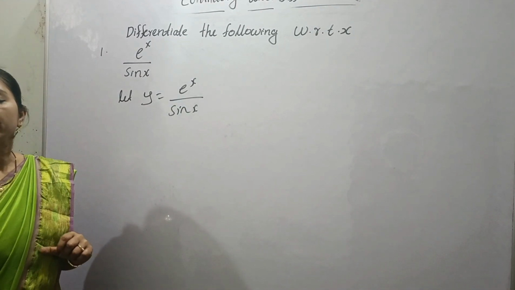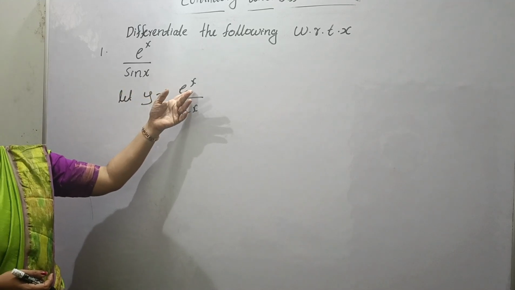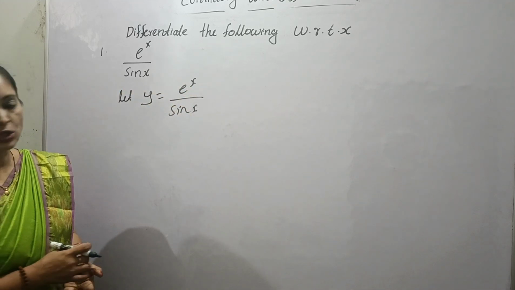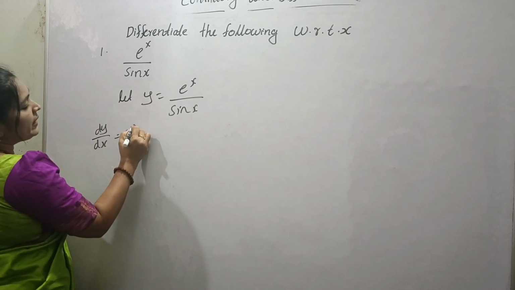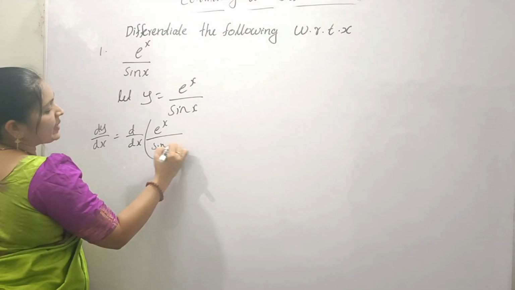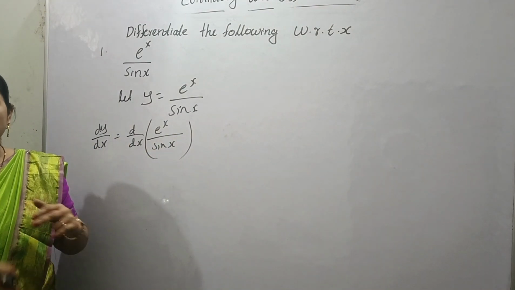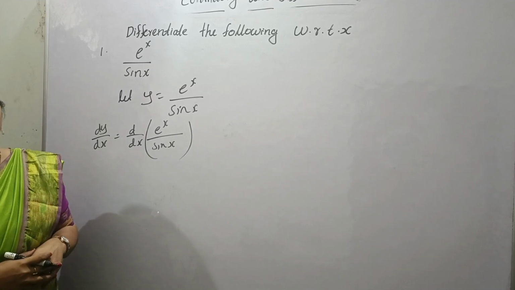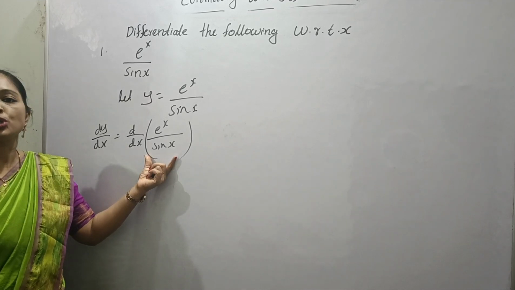What we have to find? We have to find dy by dx, that is derivative of e raised to x divided by sin x with respect to x. So dy by dx is equal to d by dx of e raised to x divided by sin x. See, this given function is of the form f of x divided by g of x or u by v. You know how to differentiate it? See, here apply quotient rule.